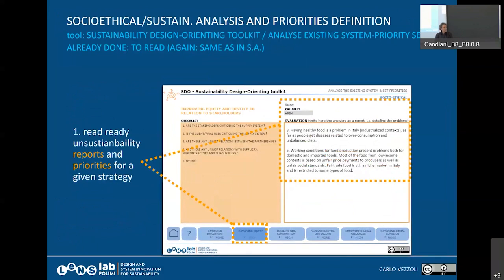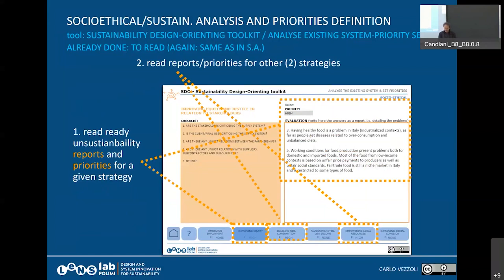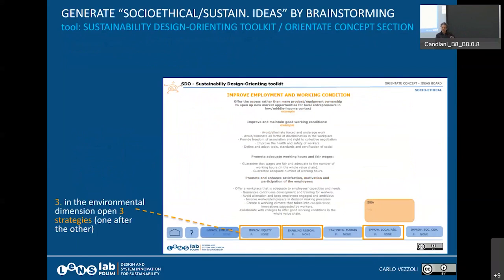The same will be made with the sustainable socio-ethical dimension. So you will read the analysis that has been made. The analysis has been made on 3 criteria, not all of the 6, in this case, if not, it would have been too long. Okay, even because after that you will be working on generating not on all of the 6 criteria.